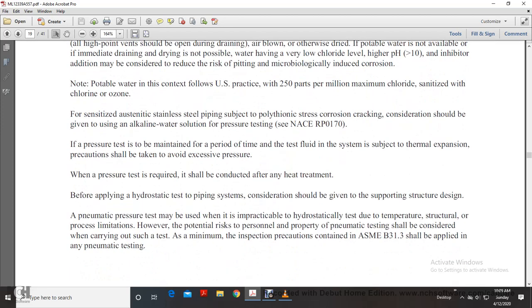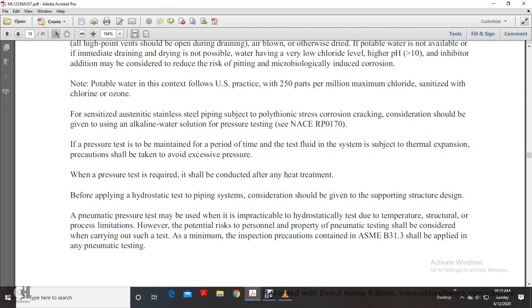Non-potable water should not be used in contact with valves. The U.S. practice is 250 parts per million maximum chloride, sanitized with chlorine or ozone. For austenitic stainless steel piping subject to polythionic acid stress corrosion cracking, consideration should be given to the use of alkaline water solution for pressure testing. See NACE Recommended Practice 0170.